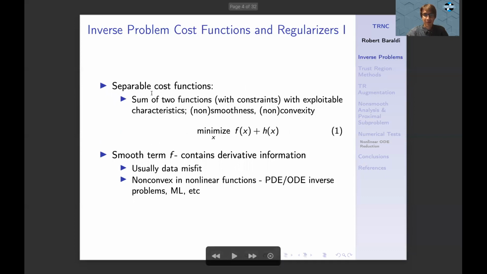So the class of problems that we'll be dealing with are regularized cost functions, and this is essentially the sum of two functions that have exploitable characteristics: smoothness or convexity, or non-smoothness or non-convexity. This is the general problem class we'll be taking advantage of here. In the smooth term, F contains some derivative information. Usually that's also the data misfit term, and in many nonlinear problems, it's almost always non-convex, so you're not guaranteed to reach a global optimum. For PDE and ODE inverse problems or machine learning, you're almost always working in the non-convex regime.